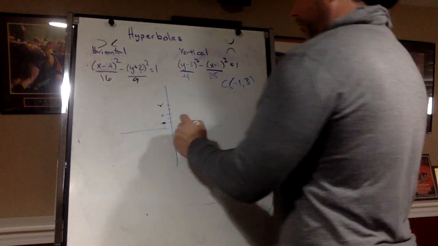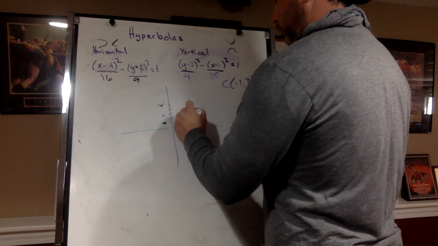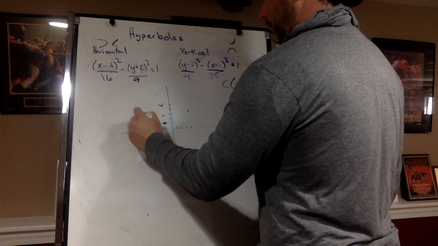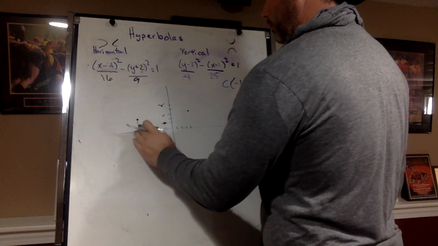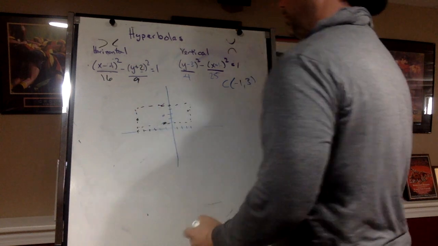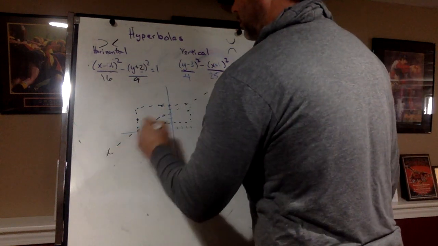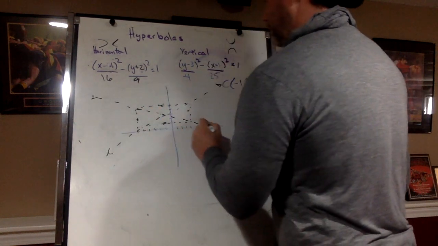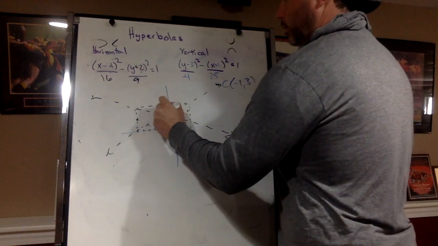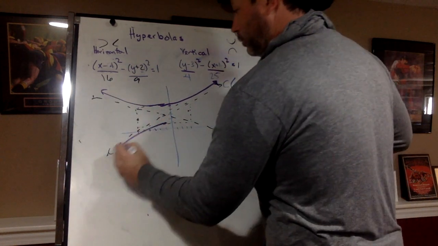Now I have to go right and left 5 so I can get my happy box. 1, 2, 3, 4, 5. And now I can, oh, I went too far. Okay, and then I can make my dashed lines for my asymptotes. They'll give me the shape. Now notice, this one is super wide. So when I go to draw, I'm really going to try to widen that out.